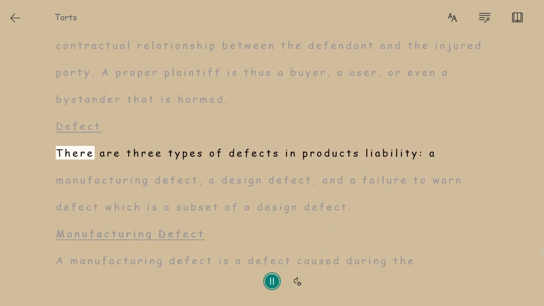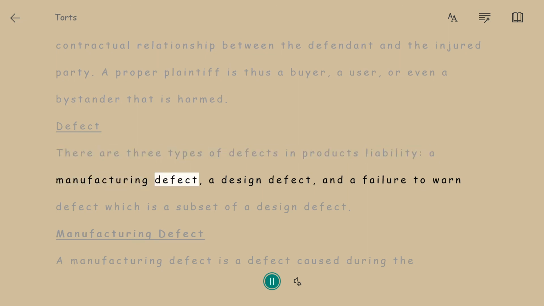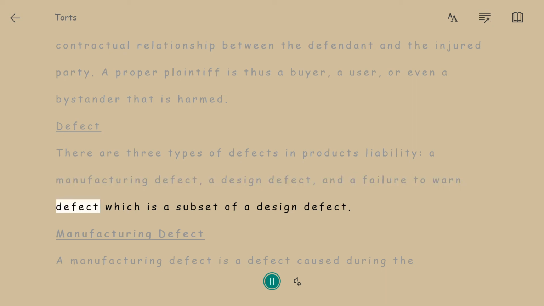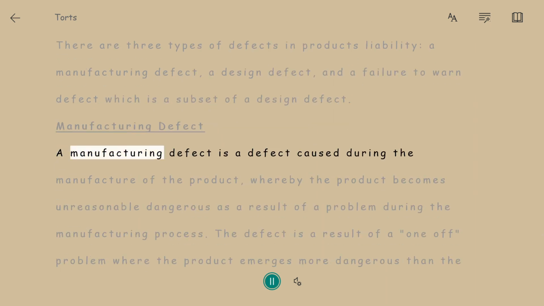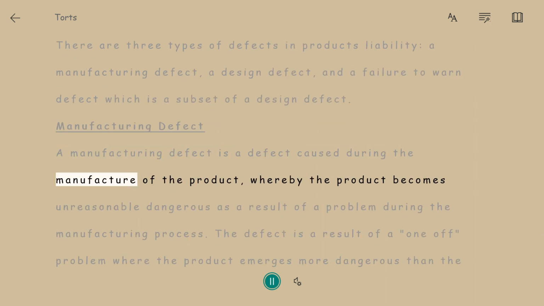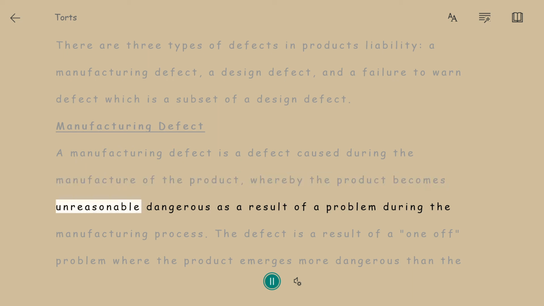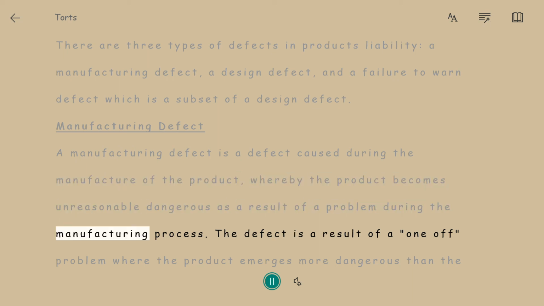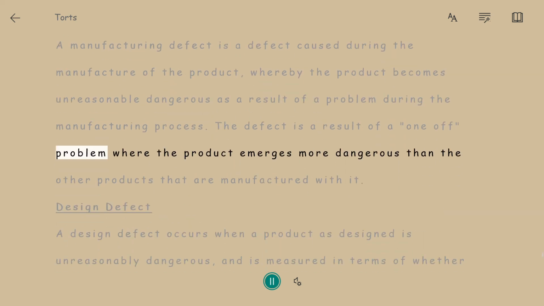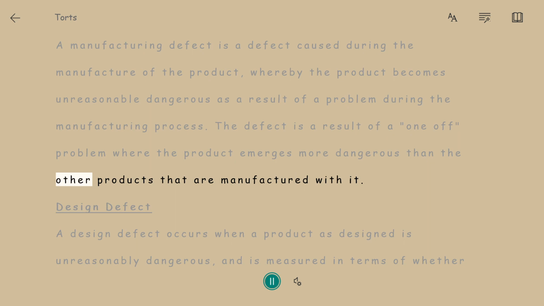Defect. There are 3 types of defects in products liability: a manufacturing defect, a design defect, and a failure to warn defect, which is a subset of a design defect. Manufacturing defect. A manufacturing defect is a defect caused during the manufacture of the product, whereby the product becomes unreasonably dangerous as a result of a problem during the manufacturing process. The defect is a result of a one-off problem, where the product emerges more dangerous than the other products that are manufactured with it.